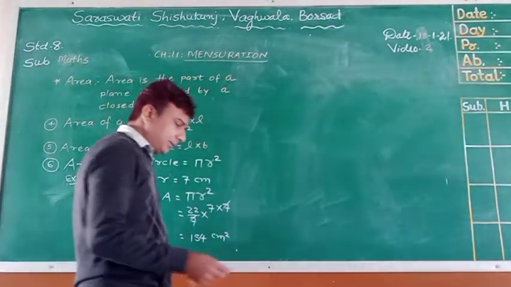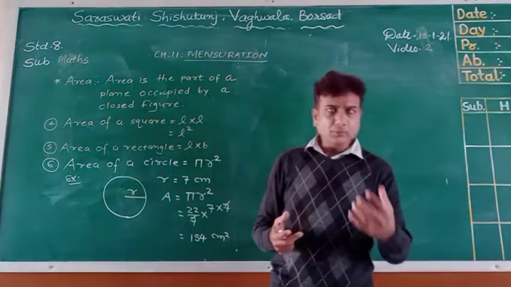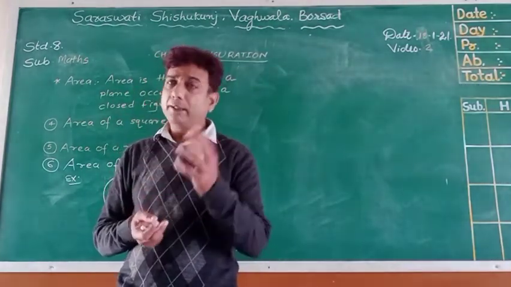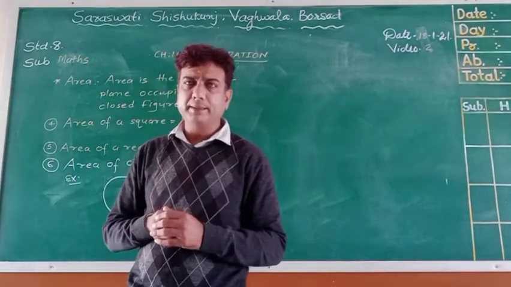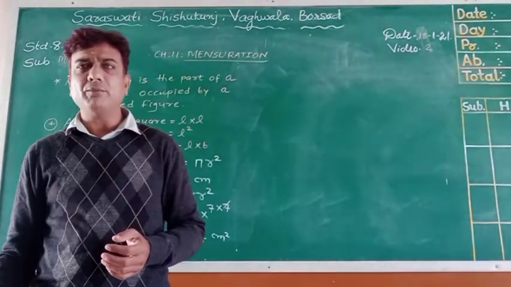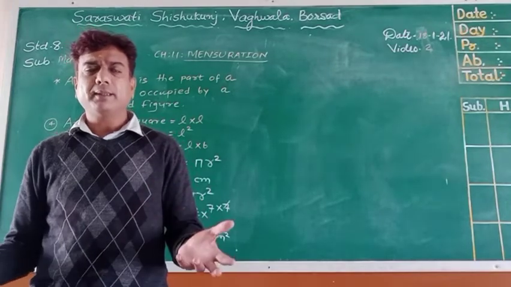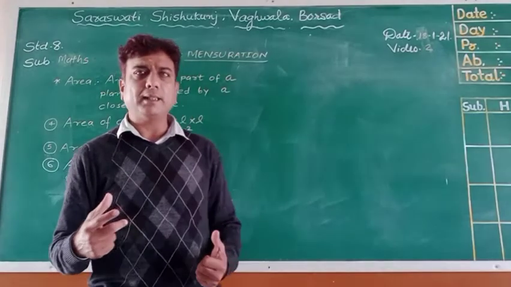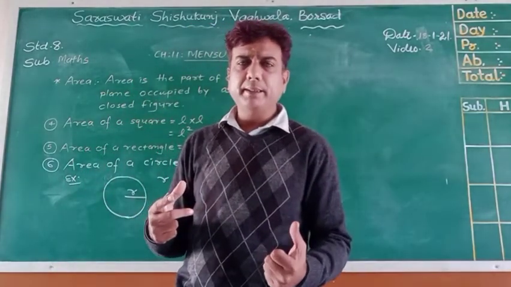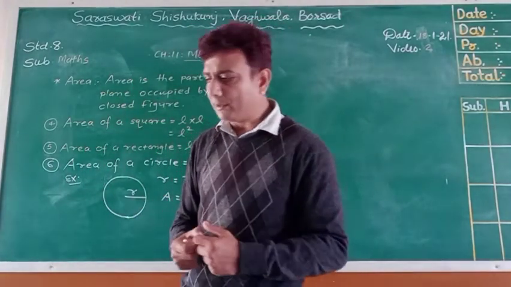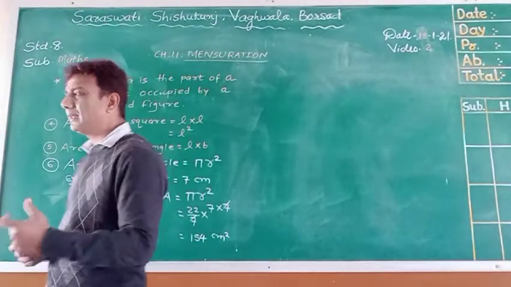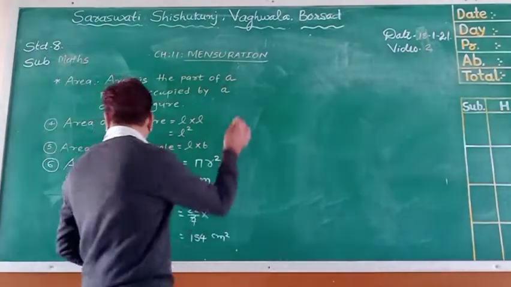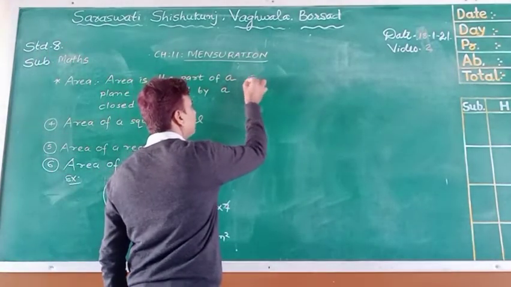Now we will go on to the parallelogram, a quadrilateral. Four sides are given, a 2D figure is given, and we want to find its area. We can find it very easily. Which type of quadrilateral is it? Suppose a parallelogram quadrilateral is given and we want to find its area. This is formula number 7.